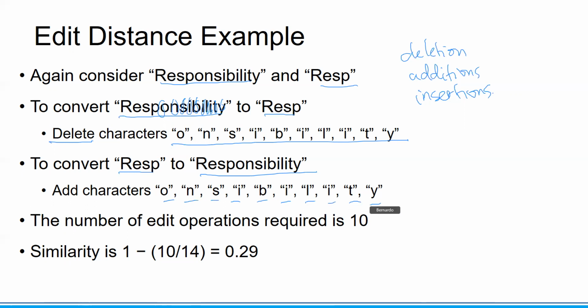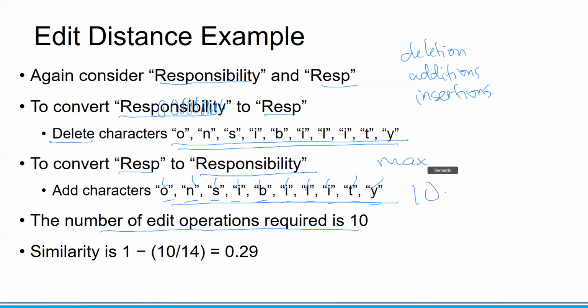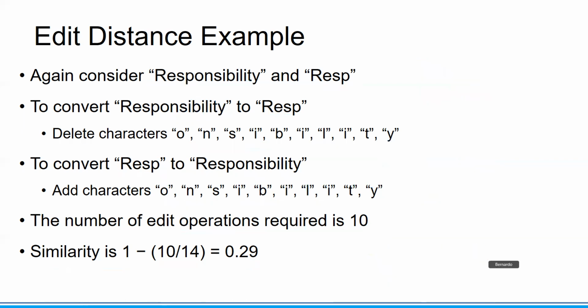Then how many edit operations are required for this? We have 1, 2, 3, 4, 5, 6, 7, 8, 9, 10. There are 10, so the number of edits required is 10. If you have the same, like 10 and 10, it's good. If they are not the same, then usually you can take the maximum or the mean. It depends. In this case, we want to calculate the similarity. The simple way is 1 minus 10 divided by 14. 14 is the maximum string length that we have here, and the result is 0.29. So this is just the simple edit distance.